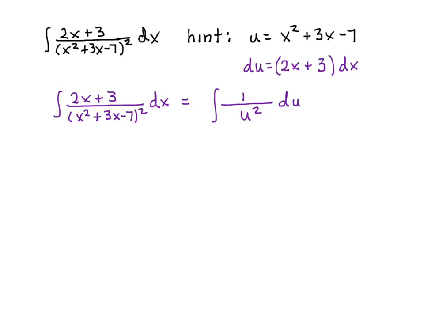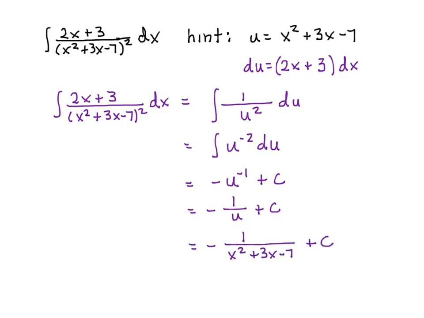Notice that I have 2x plus 3 dx in the numerator here. So that's why I get 1 times du. And then the denominator, I have my definition of u squared, so I'm just going to do u squared. Find the integral of that, or rewrite it so I have a single exponent, -2. And then we've done that earlier where it's negative u to the -1 plus c. And so I'll rewrite that as -1 over u plus c, and then resubstitute in my definition of u, which was x squared plus 3x minus 7.